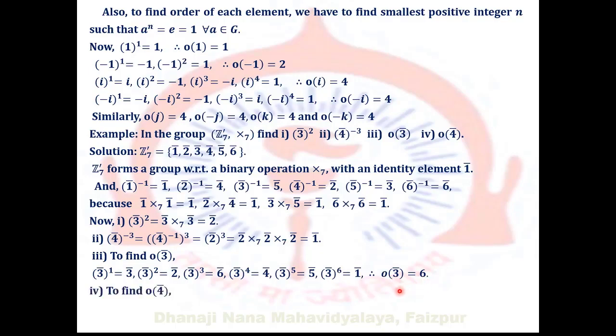Then to find the order of 4 bar, we have 4 bar raised to 1 is 4 bar, 4 bar raised to 2, that is 4 bar into 4 bar, is equal to 2 bar modulo 7. Then 4 bar raised to 3 is equal to 1 bar. So here 3 is the smallest positive integer such that 4 bar raised to 3 is equal to 1 bar. Therefore the order of 4 bar is equal to 3.